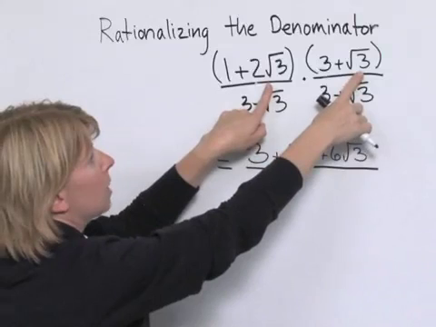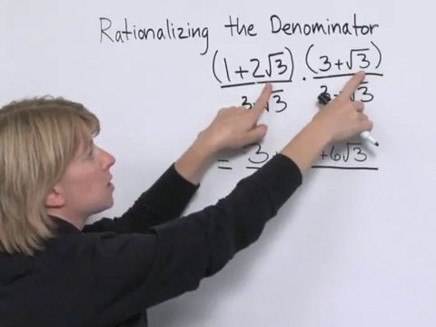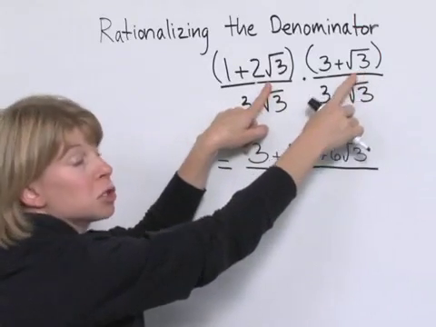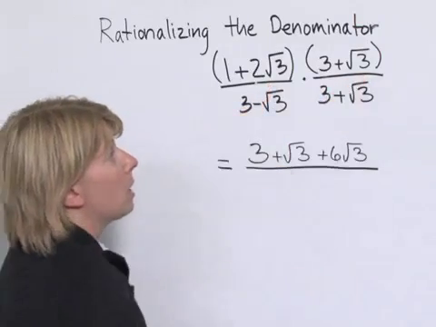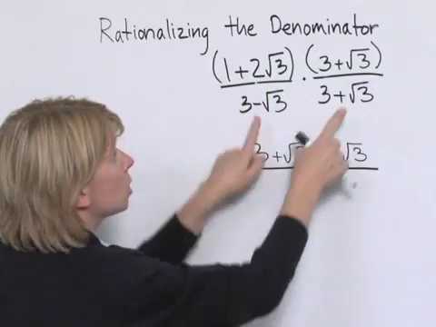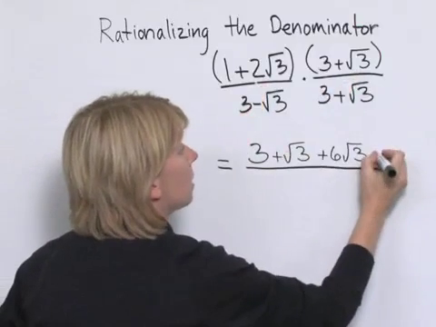And for our last product, 2 times the square root of 3 times the square root of 3. If we multiply the two radicals, we multiply the 3 times the 3 and have the square root of 9. So 2 times the square root of 9.